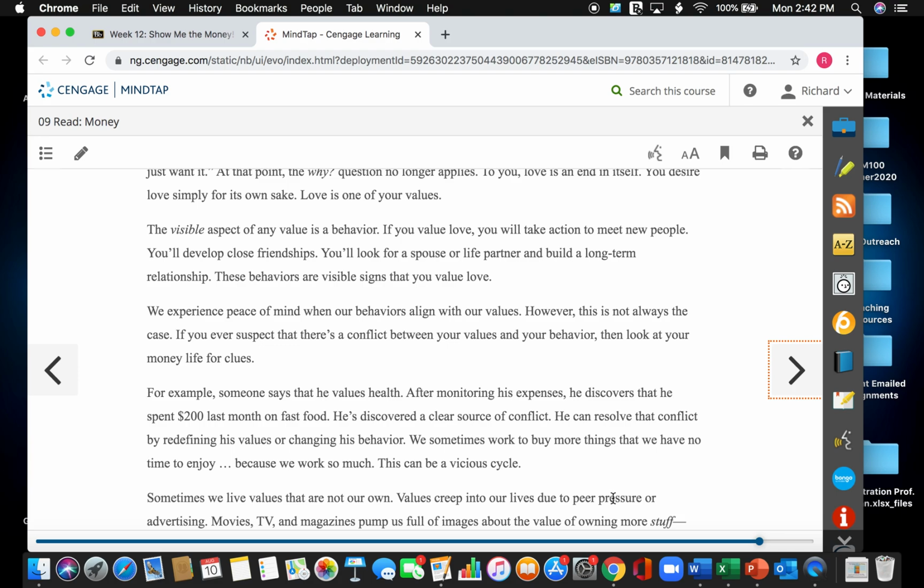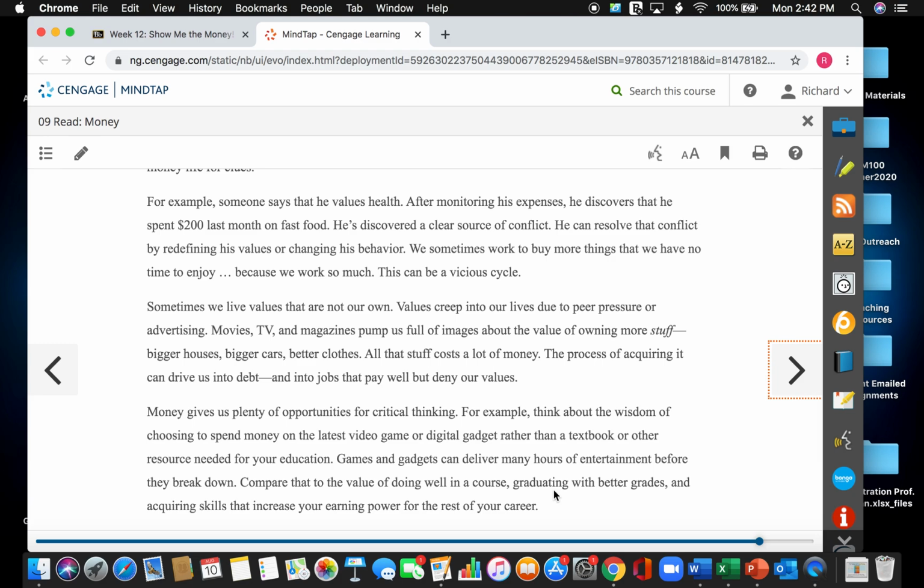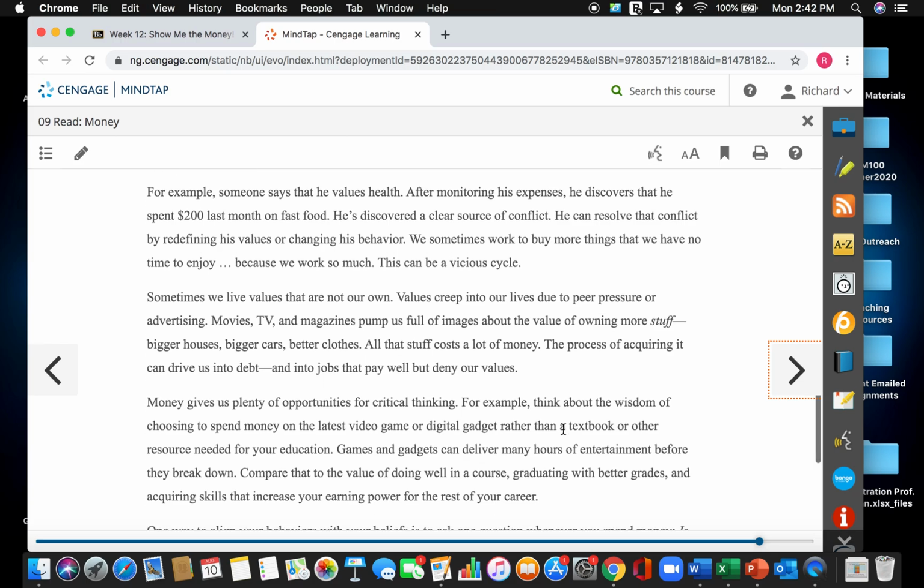If you ever suspect that there's a conflict between your values and your behavior, then look at your money life for clues. For example, someone says that he values health. After monitoring his expenses, he discovers that he spent $200 last month on fast food. He discovered a clear source of conflict. He can resolve that conflict by redefining his values or changing his behavior. We sometimes work to buy more things that we have no time to enjoy because we work so much. This can be a vicious cycle.